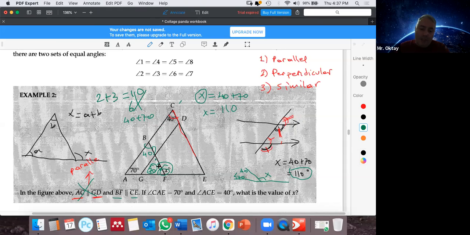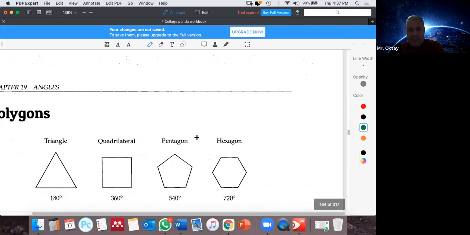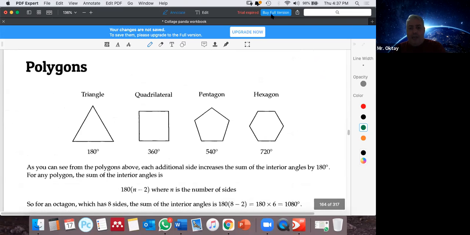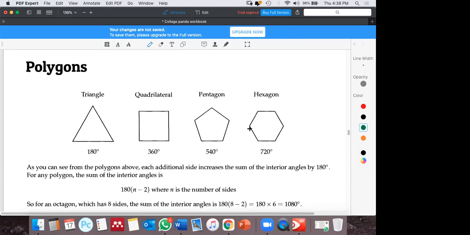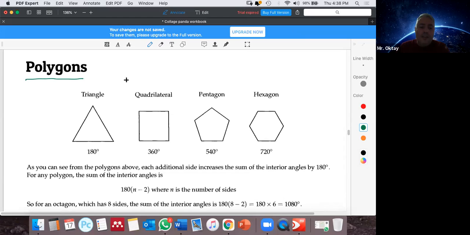Just 40, 40, X is 110. It takes me 4 seconds to solve the question. Just 4 seconds. But if I think that this is 40, what will this be? 70. 40 and 70, 110. No need for that, if you don't see anything else. I am passing on right now. Till here, do we have any question? No. Okay.